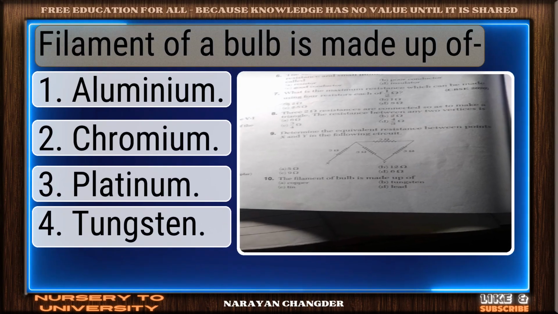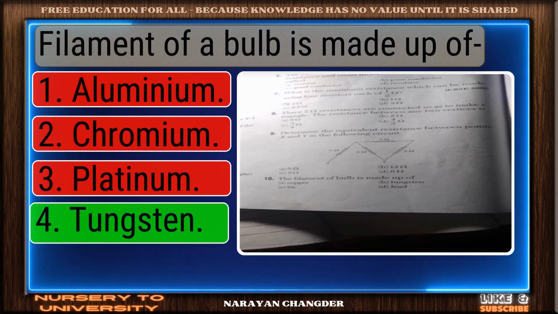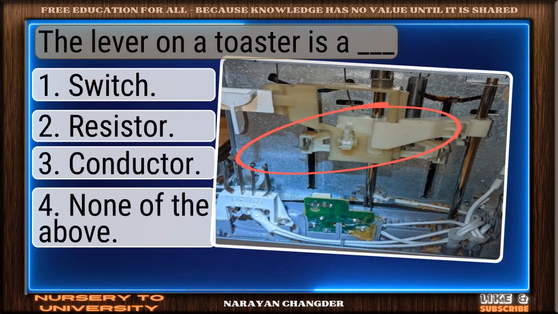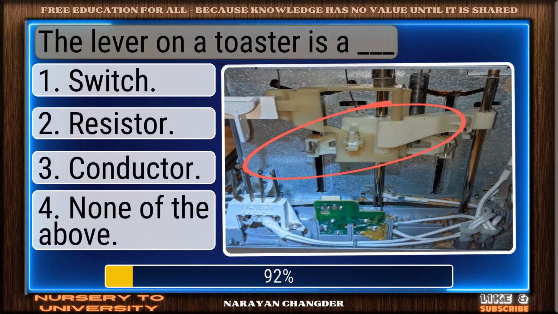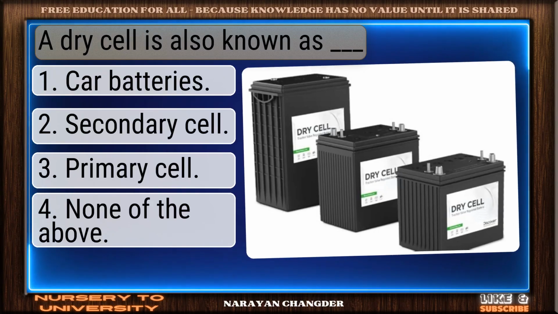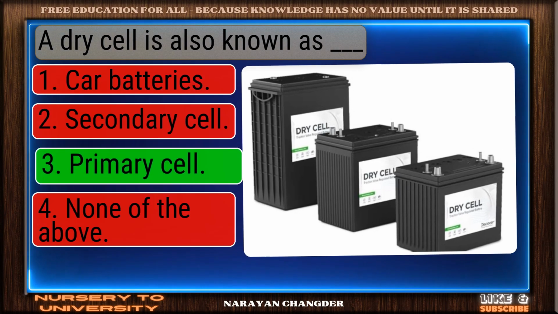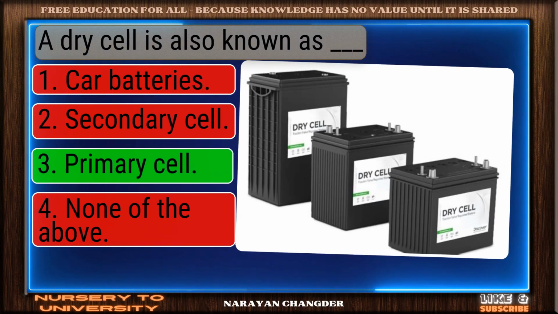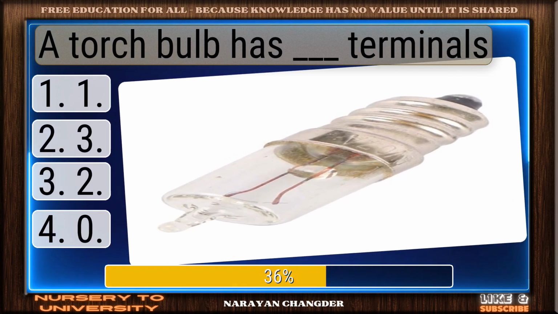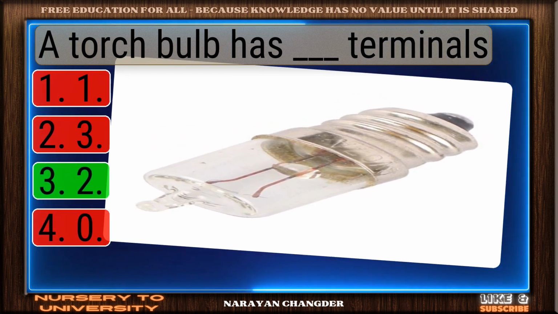Filament of a bulb is made up of dash. Great thinking. Tungsten is the right choice. The lever on a toaster is a dash. Well picked. Switch is the correct answer. A dry cell is also known as dash. Nice selection. Primary cell is the correct and valid answer. A torch bulb has dash terminals. Clear logic. Your choice 2 is sound and 100% true.